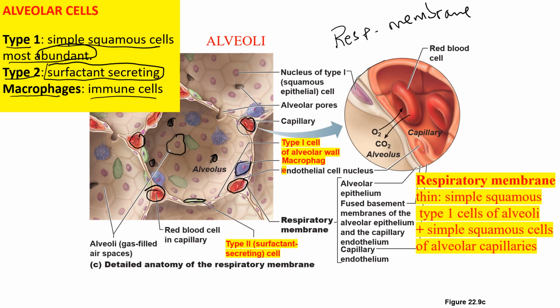So the respiratory membrane is made by the simple squamous epithelium of type 1 cells in the alveoli, and against that is the simple squamous epithelium that makes up the capillary vessel. So we have two simple squamous cells next to each other. You cannot get any thinner of a membrane than that. So you can see oxygen diffusing from alveoli to blood, CO2 diffusing from blood to alveoli. All right, and that's external respiration.